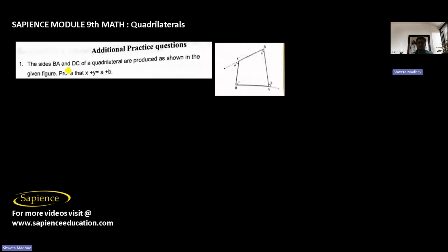And here it is told that the sides DA and DC of a quadrilateral ABCD are produced as shown in the figure, prove that x plus y is equal to a plus b. Now here the figure which is given is like this. One quadrilateral is given. Now this is A, B, C, D. This line is also being extended. Now this is angle A. This is Y. This is X. This is D.